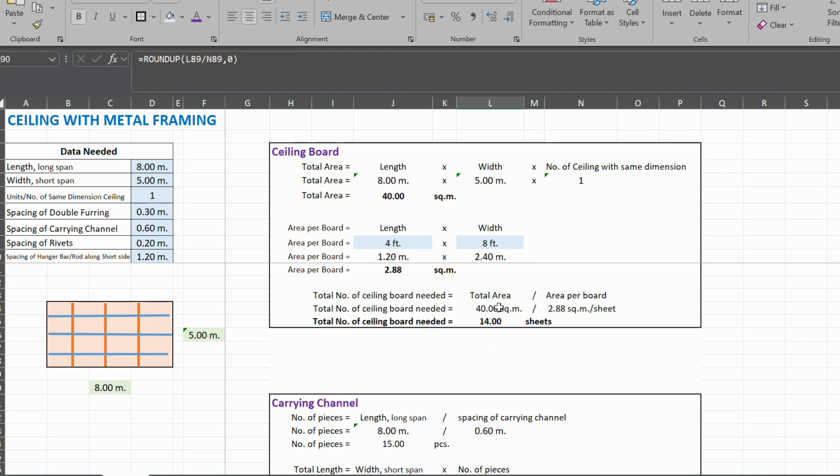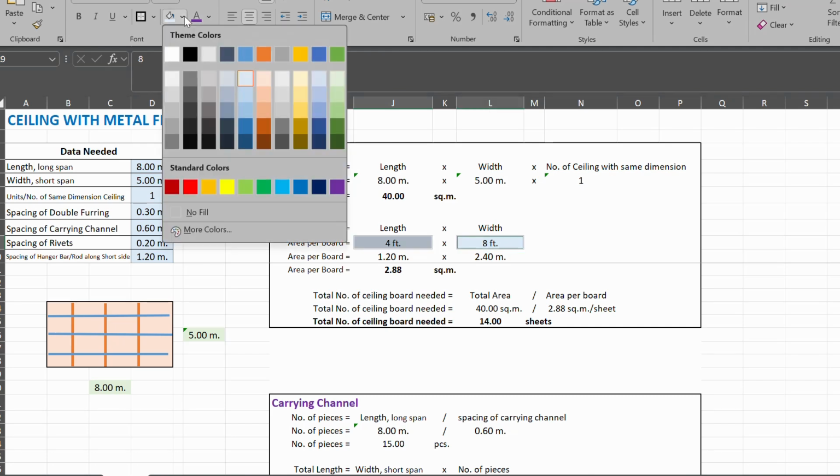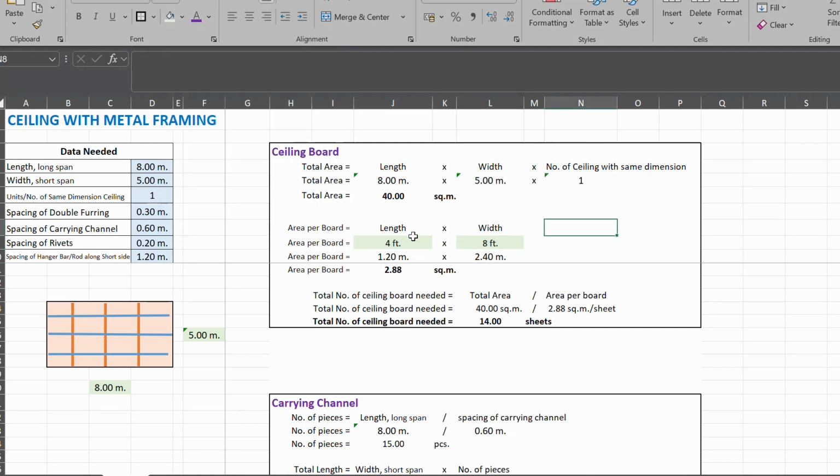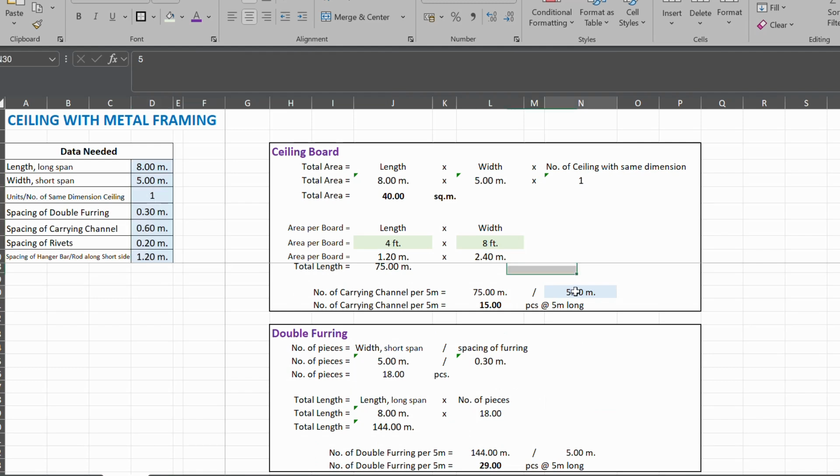Itong mga may blue na naka-highlight lang po talaga yung data na kailangan. Ito, you can leave it, it's the same. So I'll color it with green and you don't need to change it. So the blue one only. Here, you can change or not, or what's available or what you're planning, ano yung po-order nyo, kasi pwede naman customize doon sa supplier kung anong length.